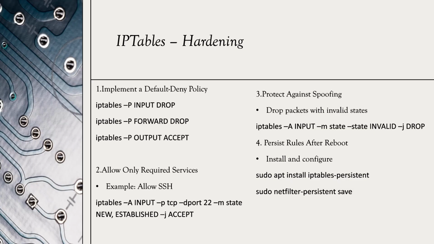iptables hardening. iptables hardening begins with implementing a default deny policy for inbound and forwarded traffic. Only required services such as SSH are explicitly allowed. Invalid packets are dropped to protect against spoofing and malformed traffic. One common mistake with iptables is forgetting to save rules after a reboot. Tools like iptables-persistent are used to ensure firewall rules remain active, which is critical in real-world environments.